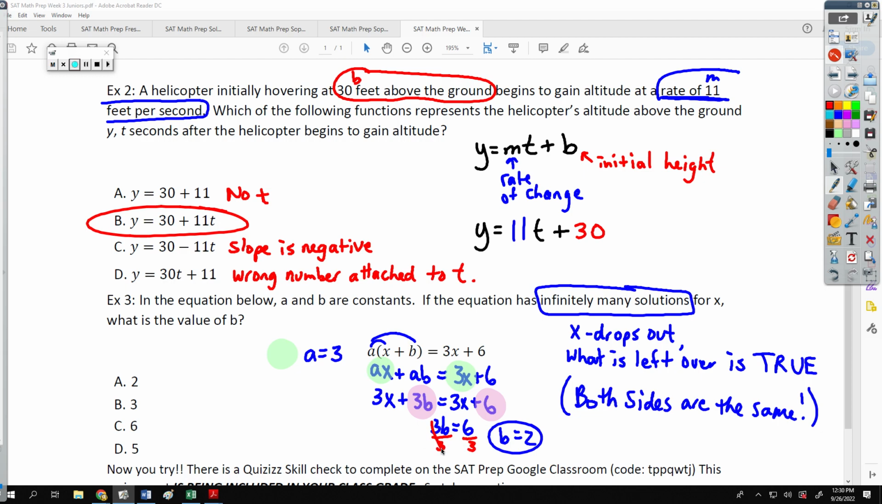So this is a two-step version of the one we've done the last 2 weeks. We have to realize that a is 3, which means that b is 2.